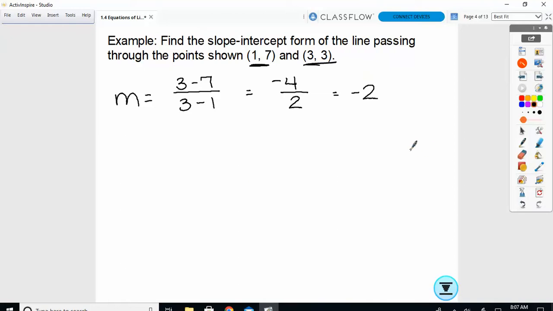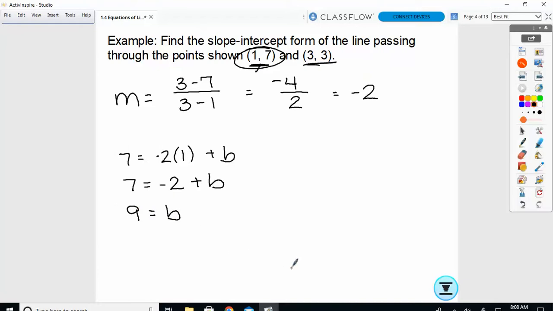Okay, from here, what do you do? Plug in one of the points. Does it matter which point? No. So I'll just go with the first one. If you like the y equals mx plus b, you take this point. The y value is 7. We found our slope is negative 2. X was 1, plus b. Add our 2 over, and so b is 9.